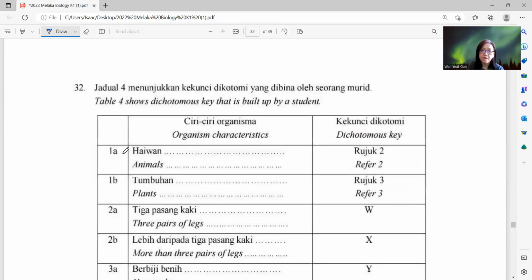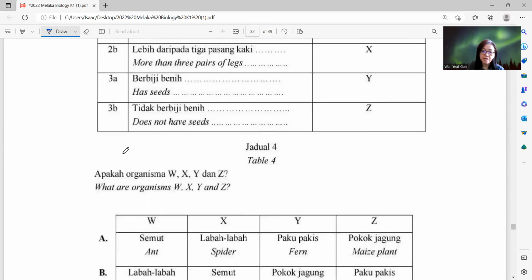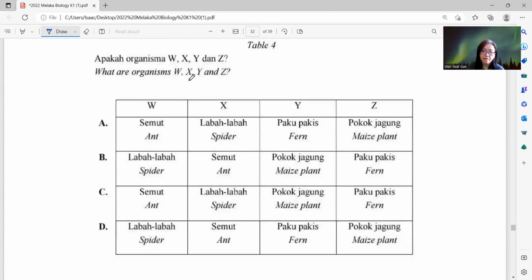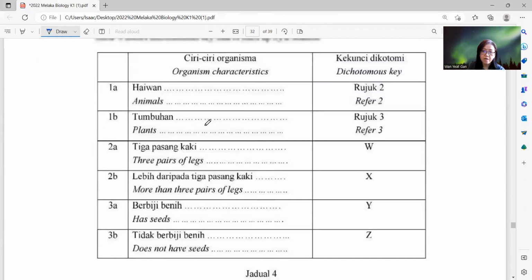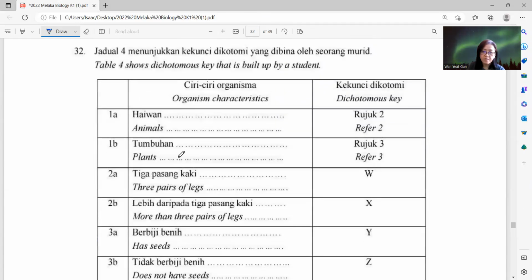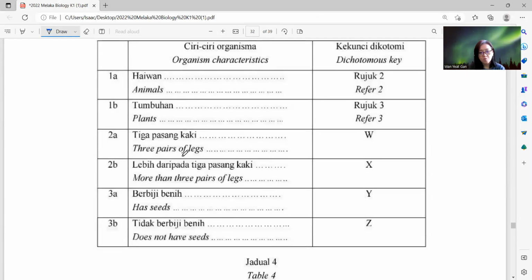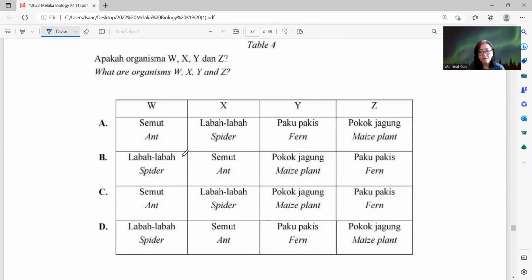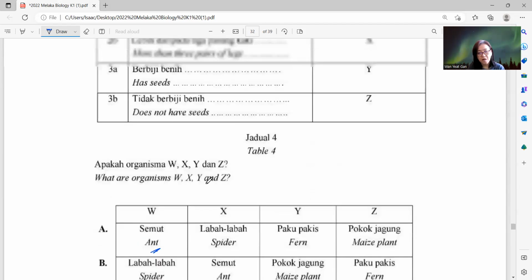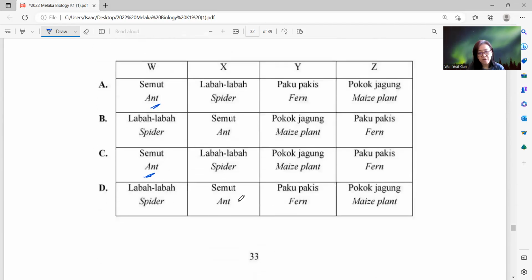32. From here, this is a dichotomous key. We have to identify the organisms W, X, Y, Z based on the key. So here, three pairs of legs is W. W is an insect that has three pairs of legs. Next, more than three pairs of legs is spider. So it's either A or C. Okay, next.